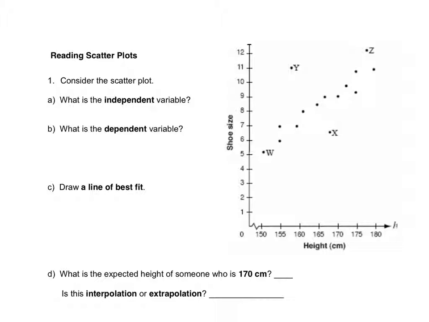The first question asks, what is the independent variable? The independent variable is along the x-axis, which is the horizontal axis, so it is height. And B, the dependent variable, is along the y-axis, or the vertical axis, and that is shoe size. So that says shoe size is dependent on the height of a person.